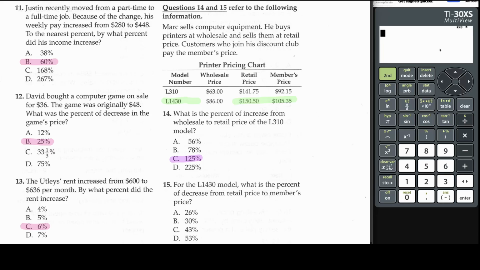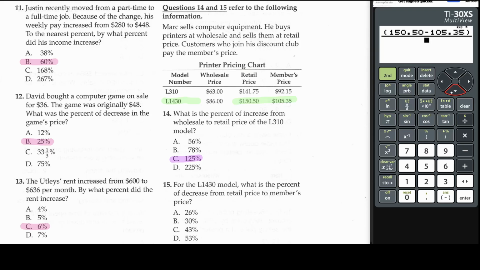Okay, go to the calculator. Punch in N/D key. Then the left parenthesis, subtract the two amounts. Put 150.50 on the left, subtract 105.35, close the parentheses. Now go down the line.